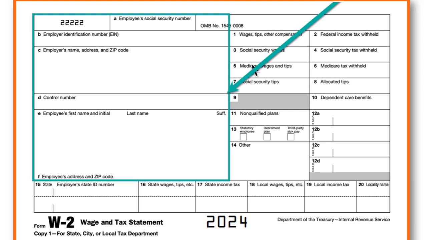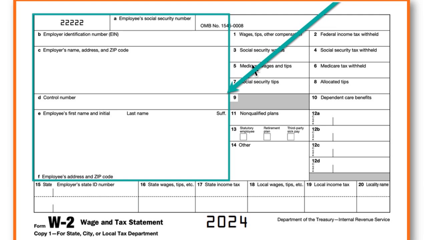Those are boxes that represent employee/employer information. I want you to look on the screen here. We are speaking about the employee social security number, the employer EIN, the employer's name, address, and zip code, and also the control number. Now, the control number is kind of important in terms of the reference category that you want to assign specific items to.